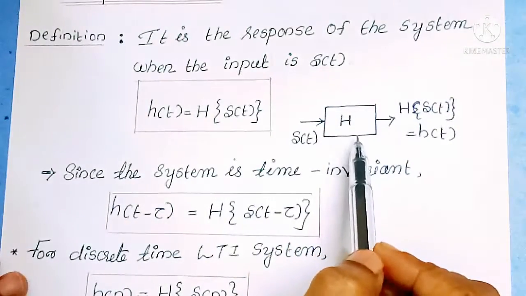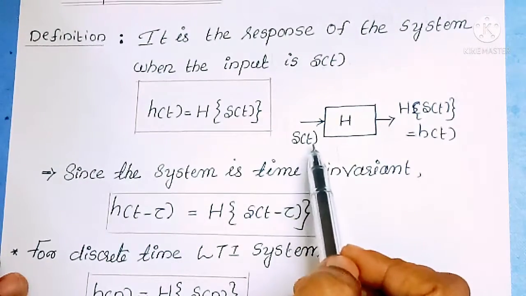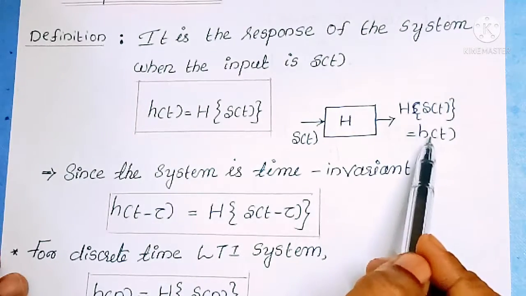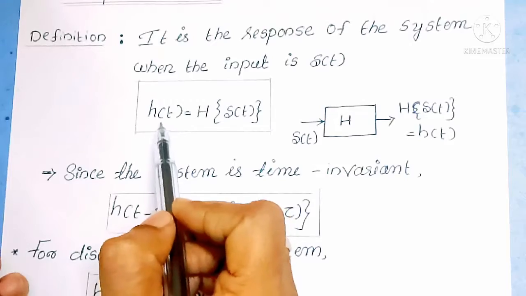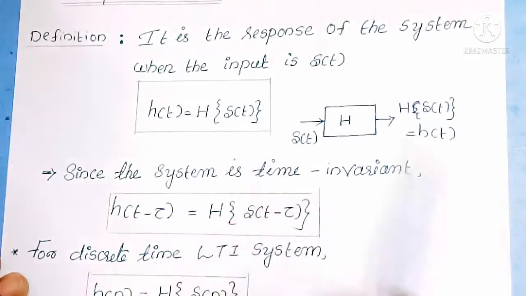Here we have a system. Here we are giving an input signal, that is delta of t. Then the response of this system is represented by h of t. That is known as the impulse response. This impulse response is defined by h of t equal to H of delta of t.